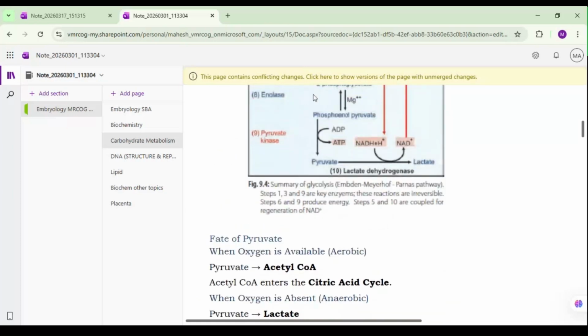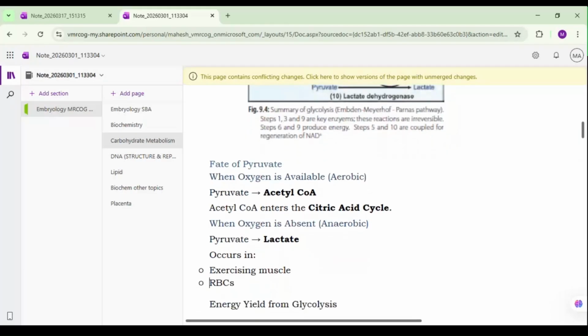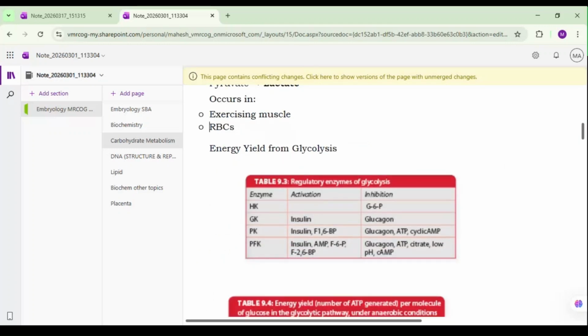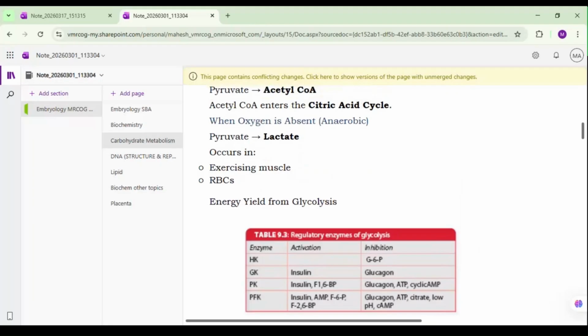So ultimately in this glycolysis, glucose will be converted into pyruvate. This pyruvate under the anaerobic conditions with the help of lactate dehydrogenase will get converted into lactate. So that is one fate. This is under anaerobic, and if there is oxygen available, this pyruvate will get converted into acetyl CoA. This acetyl CoA will enter into the citric acid cycle, also called the Krebs cycle or the TCA cycle. And when the oxygen is absent, as I had discussed, it will get converted into lactate under the lactate dehydrogenase enzyme. Okay, so this anaerobic glycolysis happens in the muscle which is exercising and in the RBCs.